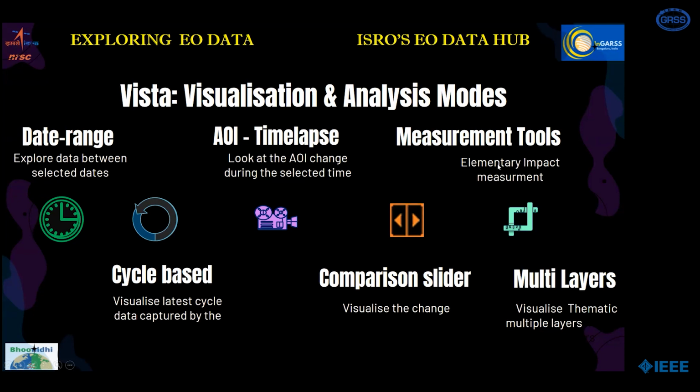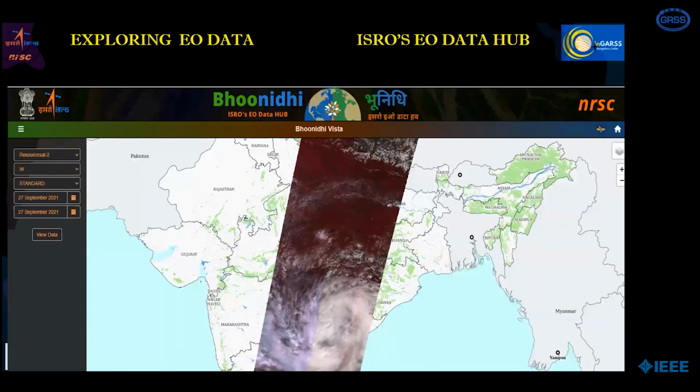Also elementary measurement is possible. Then cycle-wise data can be seen. And the comparison slider is a very useful tool where immediately we can see a comparison. And also multi-layer visualization is enabled, where we can overlay one layer over the other, which helps the user do a real-time comparative analysis. So these are a few of the examples of Vista, where we can see today's data of Resourcesat-2 as soon as it is processed.